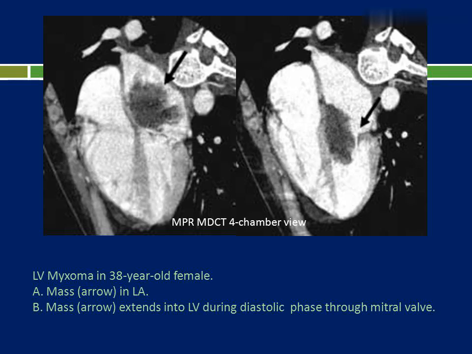MPR MDCT 4-chamber view. LV myxoma in a 38-year-old female. A, mass, arrow, in the LA. B, mass, arrow, extends into the LV during the diastolic phase through the mitral valve.